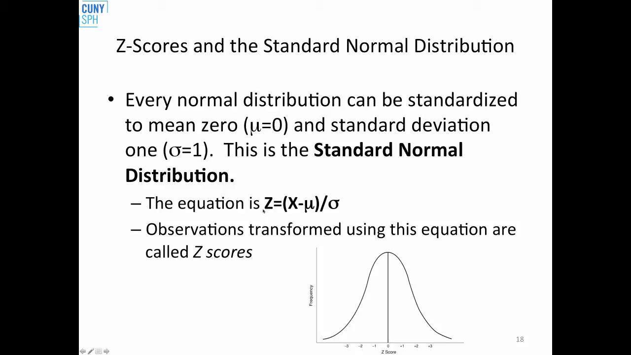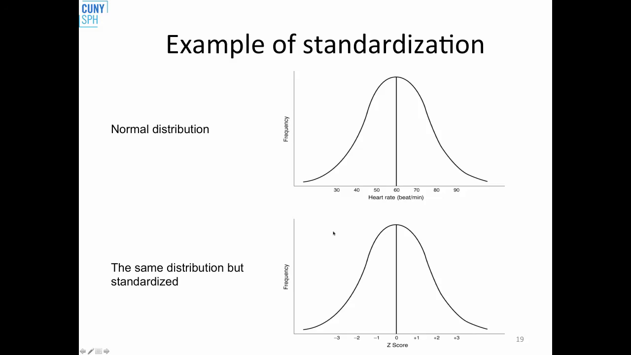There are many normal distributions with all different possibilities of the mean and standard deviation, but there's only one standard normal distribution. It has mean 0 and standard deviation 1. And observations, like the heights that are transformed using this equation, are called z-scores.